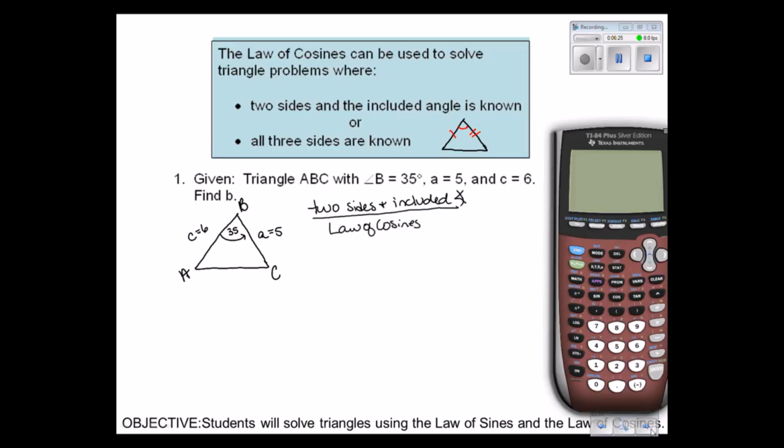Well, what can I use it to find? Little b. So little b squared is equal to 5 squared plus 6 squared, those are the other two sides, minus 2 times 5 times 6 times the cosine of 35, and that's the angle across from little b.